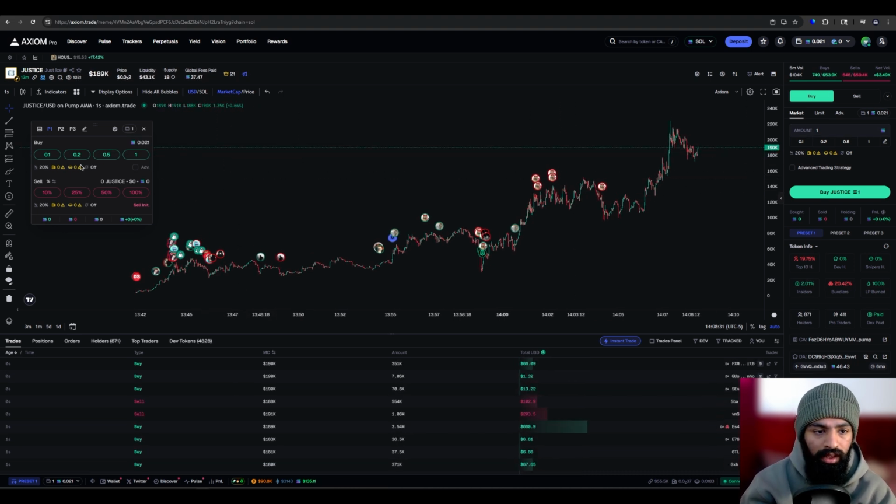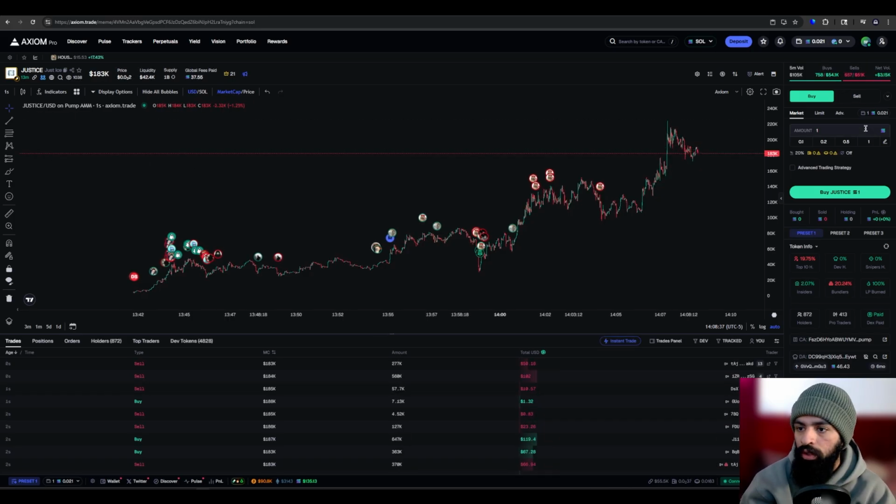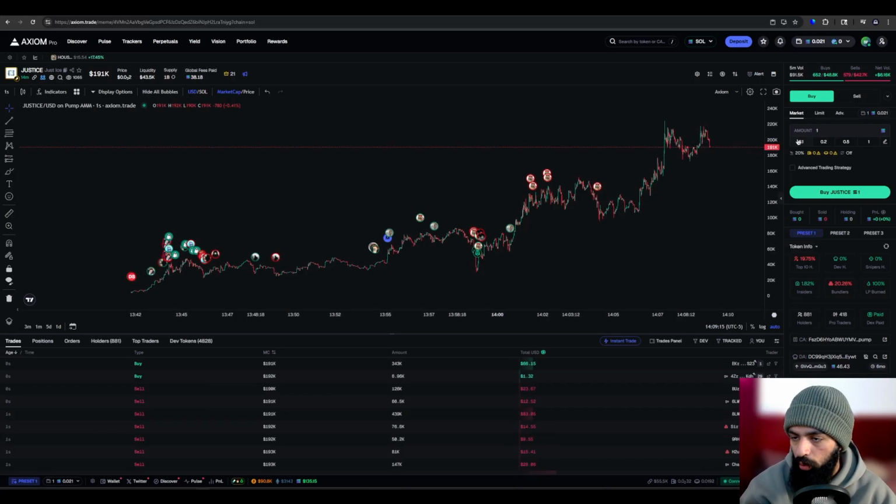You could edit this section right here to buy whatever amount you set, your presets basically, and all of that good stuff. So let's go over this one right here. Here you have your presets basically set on what amount you're buying.